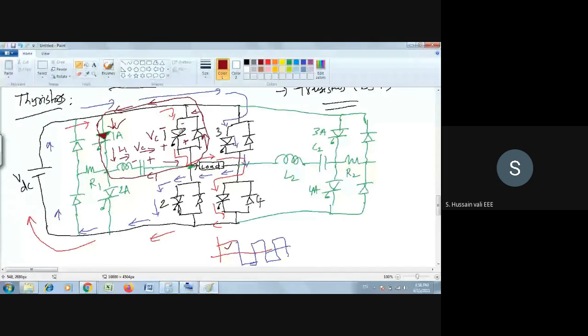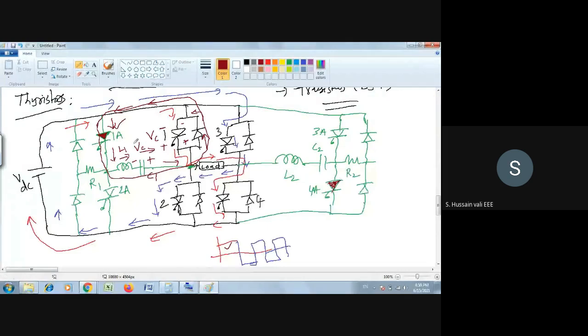Similarly, 2A is also like that, 3A, and whichever you want to turn off. For example, if you want to turn off 4, then you turn on 4A. Every thyristor has an alternate thyristor. For 1 there is 1A, for 2 there is 2A, for 3 there is 3A.